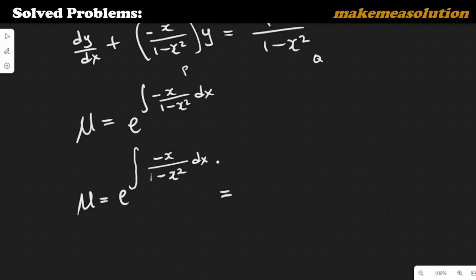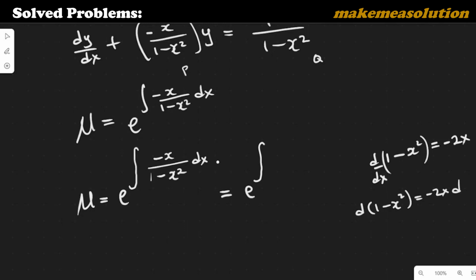Now it's still the same thing as saying exponential integral of, look at this denominator. The term in the denominator is 1 minus what? x squared. If we differentiate this term with respect to x, what we are going to get is minus 2x. So you can as well say the d of 1 minus x squared is negative 2x dx. Okay, so d of 1 minus x squared is actually minus 2x dx.